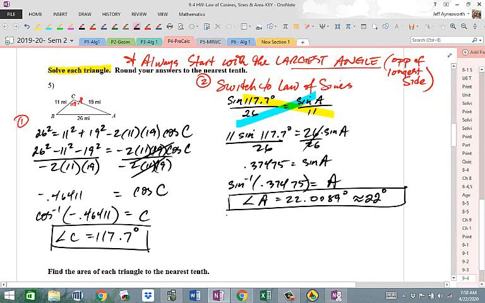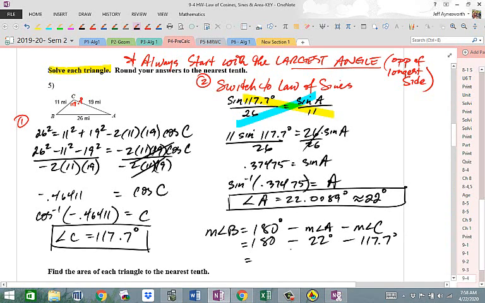And then the third angle, angle B, is found the easy way. The three angles in a triangle always add up to 180 degrees. So you take 180 minus angle A and minus angle C. So 180 minus the 22 degrees, roughly, minus 117.7 degrees. You do the arithmetic right there, and angle B is going to be around 40.3 degrees.